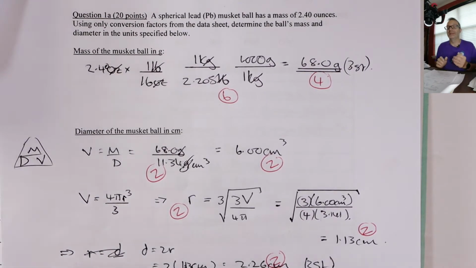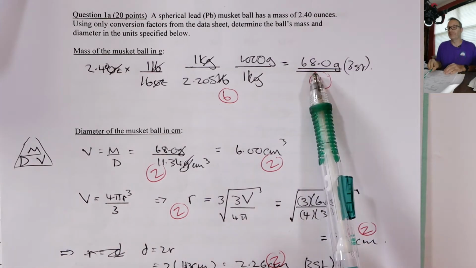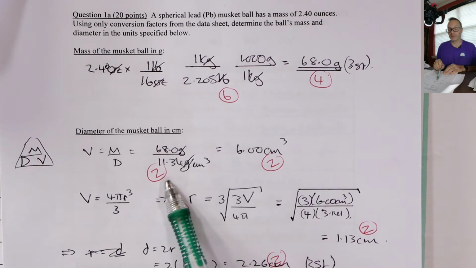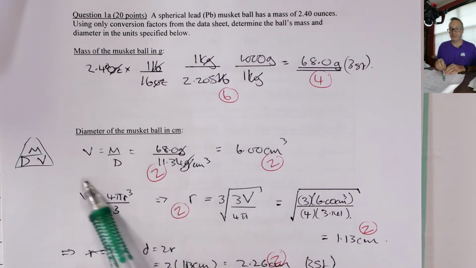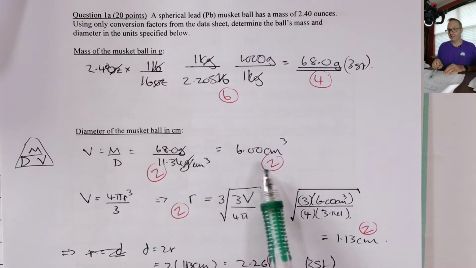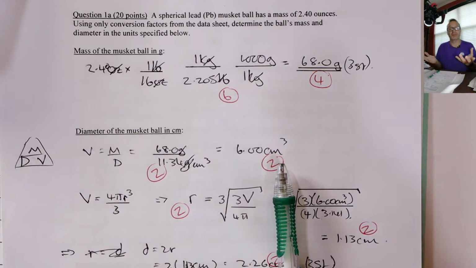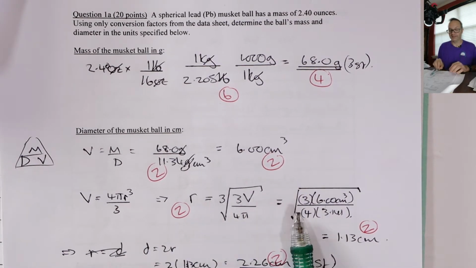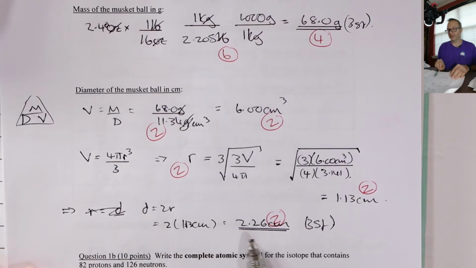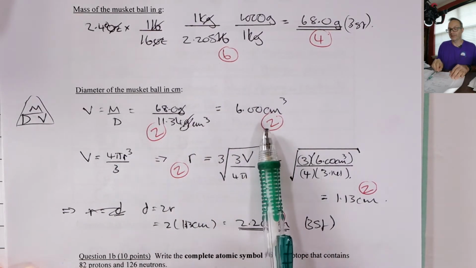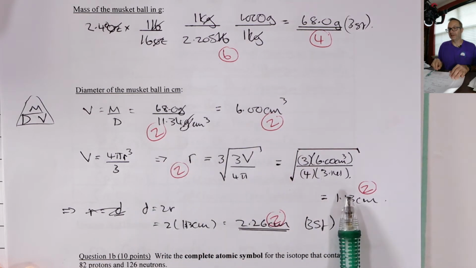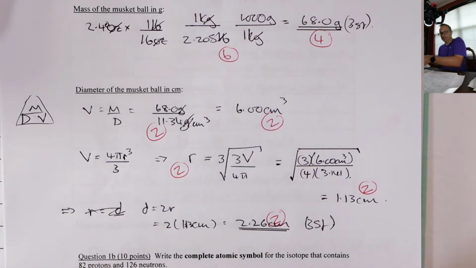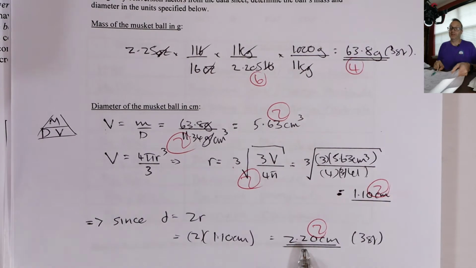Next, the musket ball's diameter. You had to think about the relationship between mass, density, which is in the back, 11.34 grams per cubic centimeter for lead, and volume. Volume is mass over density, and you could figure out the volume in centimeters cubed, same as milliliters. Then use the equation for volume, rearrange to find r, and 2 times the radius is the diameter. There are points for getting the volume, the radius, and the diameter. On the other one, sorry, 2.26 here, 3 sig figs, and 2.20 here, 3 sig figs.